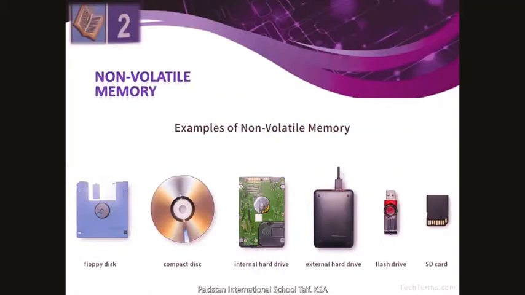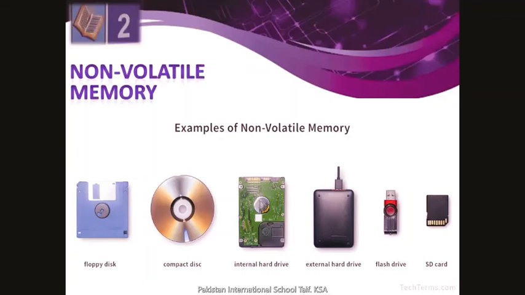So dear students, these are the examples of non-volatile memory. Floppy disk. Floppy disk is used to hold your data permanently, but it is an old way to save your data, and the amount of data it can save is small. Then we have a compact disk and optical disk, CDs, which are also a way of non-volatile memory. You can save your data permanently.